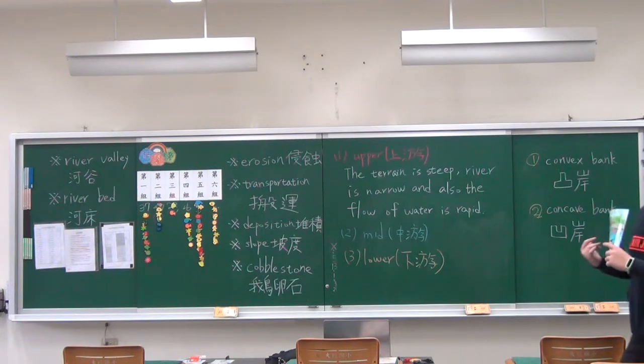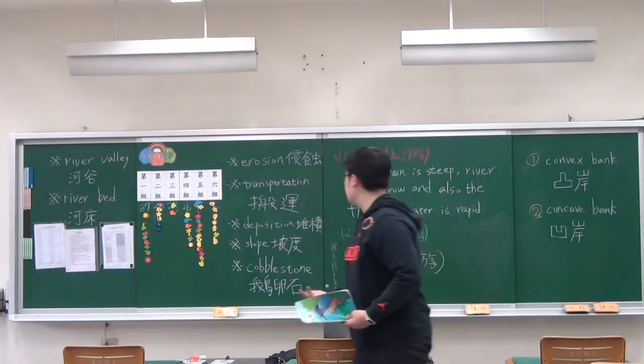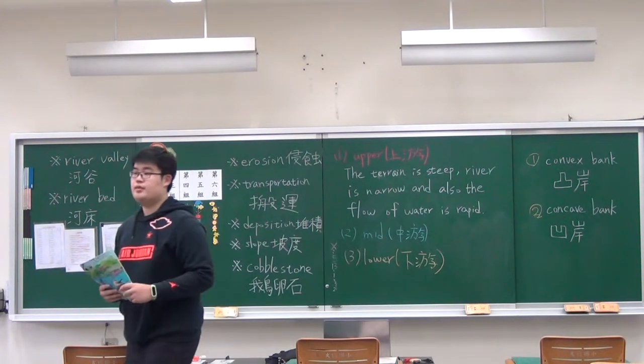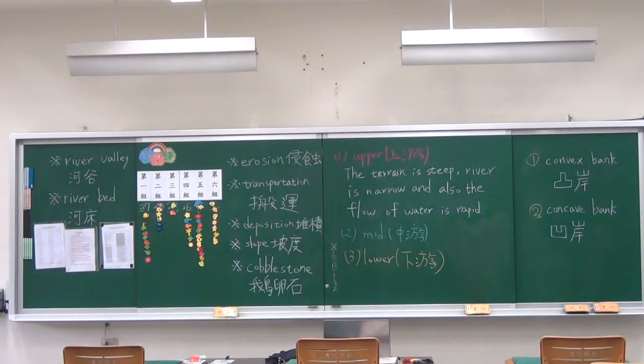And move on to the next question: what kind of position or condition will transportation occur? Susan? In the mid part of the river, that's right. And the third question is, what kind of condition or position will deposition occur? Any answers? Slimy? In the lower part of the river, that's right.